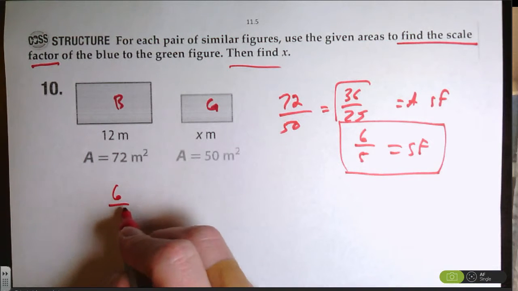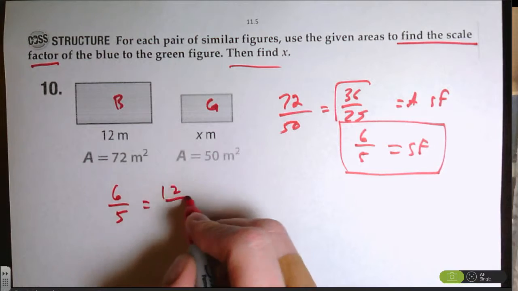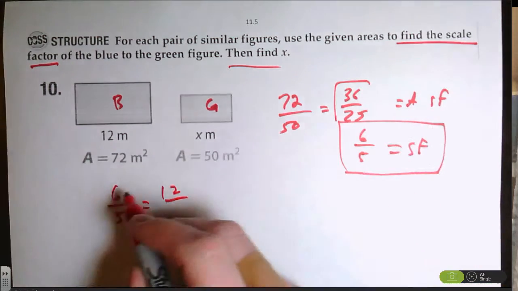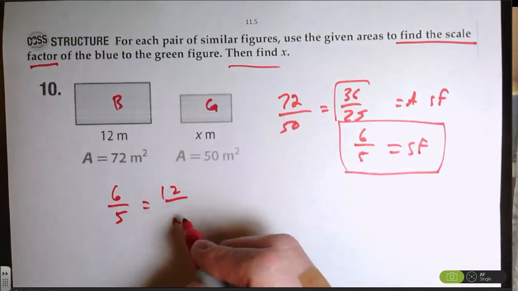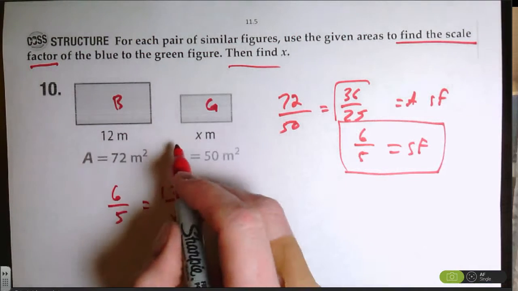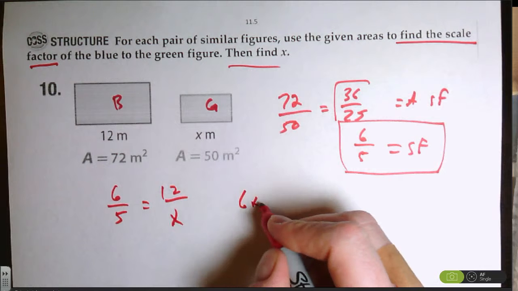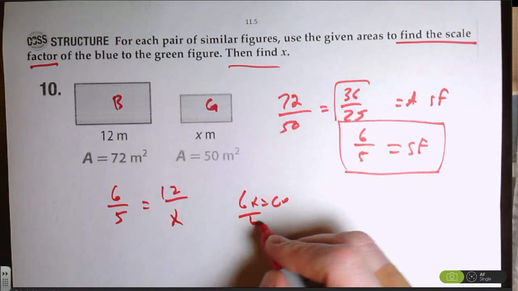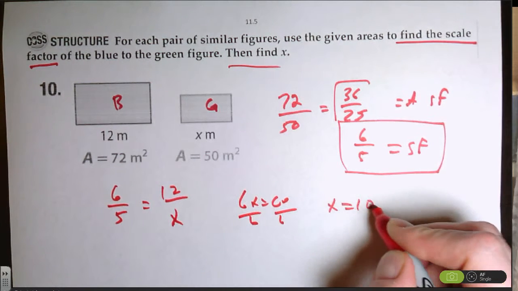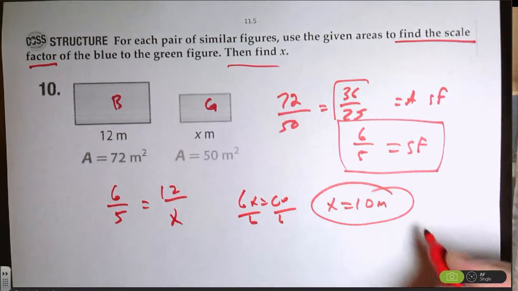So now 6 over 5 equals 72 over x, because that corresponds to the 36, and that guy corresponds to the 50. Now we solve this: 6x is 60, divide by 6, x equals 10 meters.